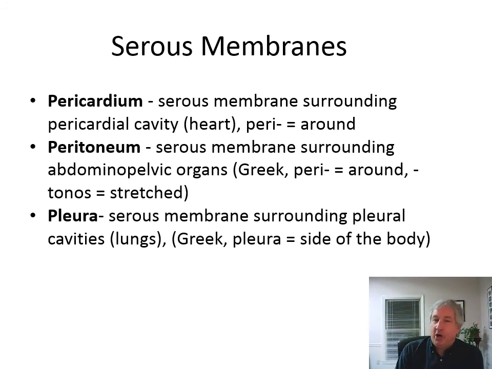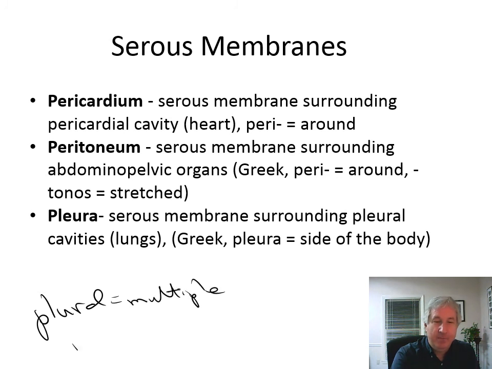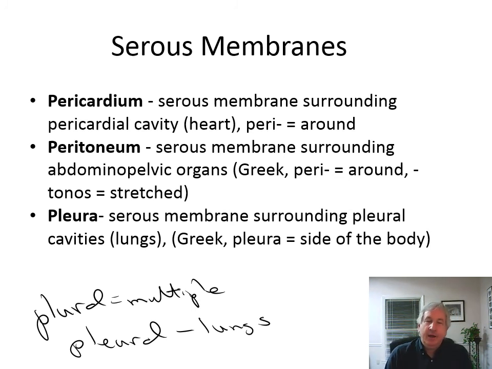The other serous membranes are the pericardium. It goes around the heart and makes the pericardial cavity. And there are the pleural membranes, or the pleura, which is plural, meaning multiple, okay? And pleural sounds the same, meaning lungs. The pleura. The serous membrane has an E in it. Serous membrane surrounding the pleural cavities, the lungs. All right. Pleura meaning side of the body.